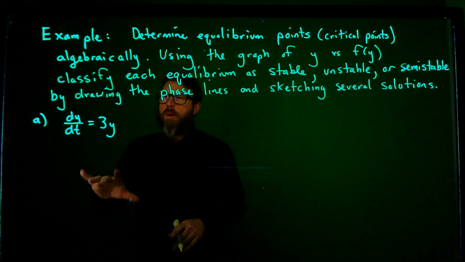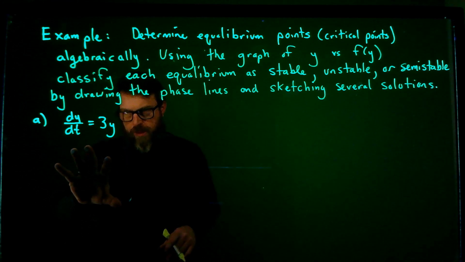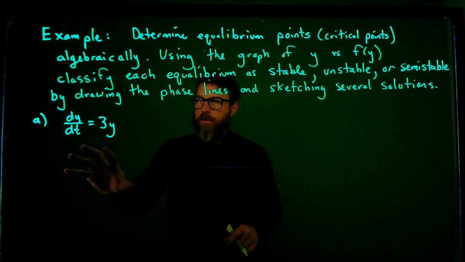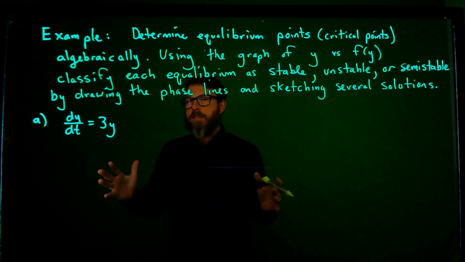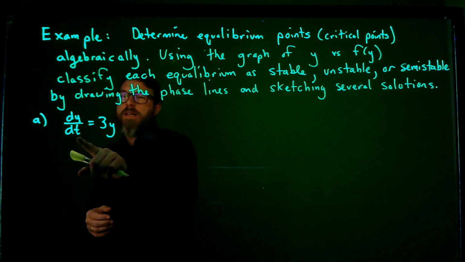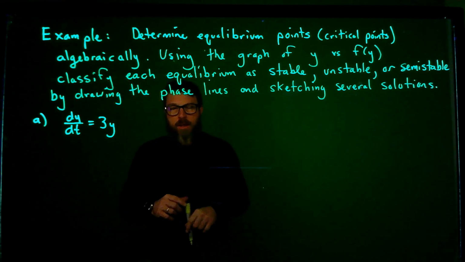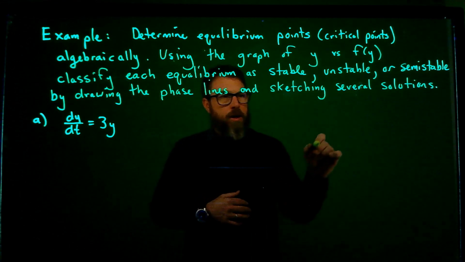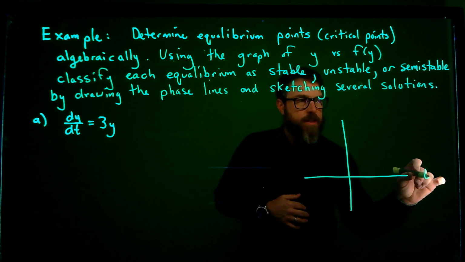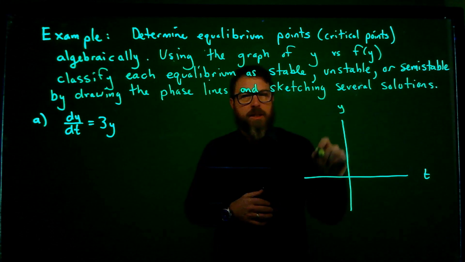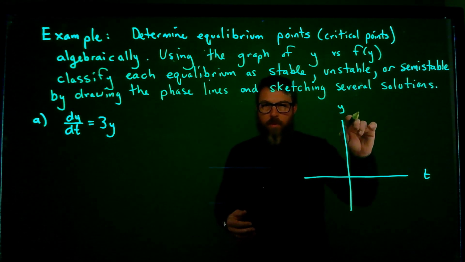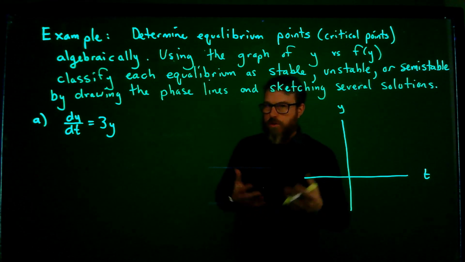So what I want to do is graph the tangent lines of this function over the ty plane, t being the independent variable and y being the dependent variable. That's my goal: I want to graph this. This would be the t-axis, this would be the y-axis, and I want to know what solutions look like. Are they curves, parabolas, exponentials, trig functions, who knows?